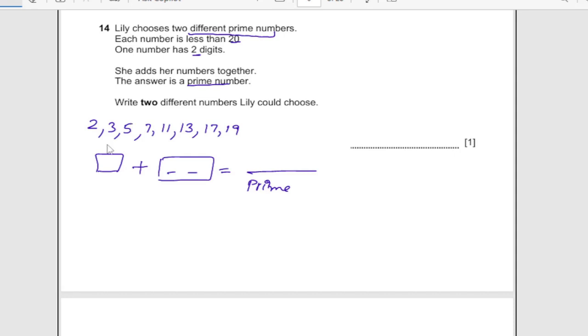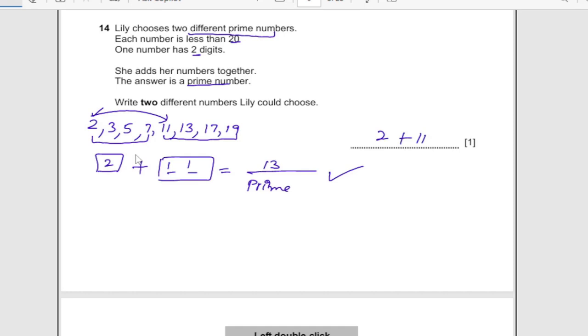So if I take 2, right? So 2 and the other one here, these are single digit numbers and these are 2 digit numbers, right? So if I add 2 and 11, I get 13, which is a prime. So we can write it down: 2 and 11.